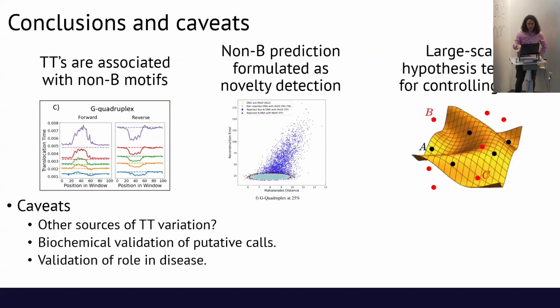We also did some other non-B structures besides G quadruplexes. So just to conclude, translocation times do indeed seem to be associated with non-B motifs. We formulated the problem as novelty detection. There are other formulations you could do, but we thought this was the most relevant. And the way that we computed these putative non-B structures is with this large-scale hypothesis testing framework.